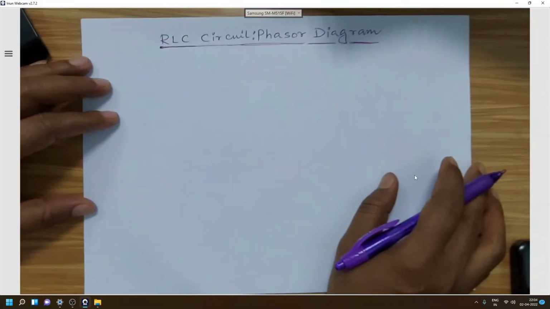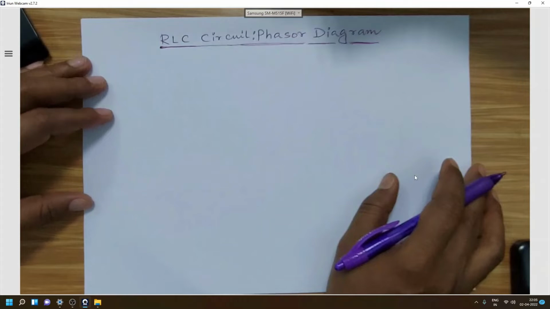Now, for understanding the phasor representations of RLC circuits, we will study the phasor diagram for individual elements under alternating excitation. So one by one we will draw the phasor diagram of the voltage and currents for a resistive circuit, for an inductive circuit, and for a capacitive circuit. And we will assume that during those three different circuits other elements are absent.